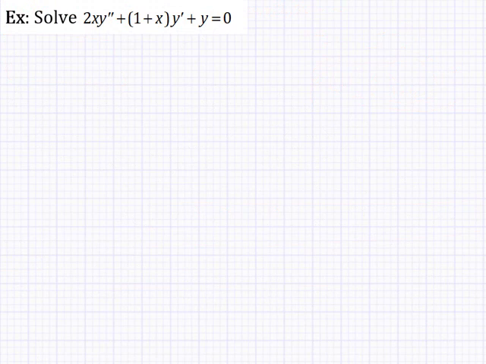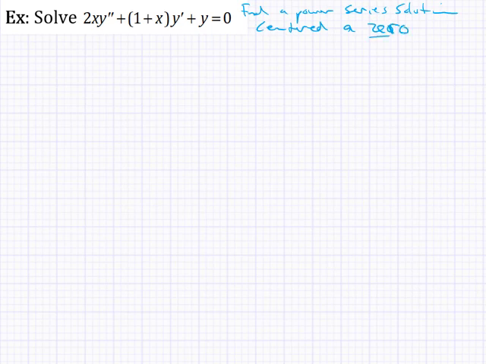All right, so here I should probably write some more directions. Find a power series solution centered at 0. Centered at 0. Well, what would 0 be? If you look at this, 0 is going to be a singular point.